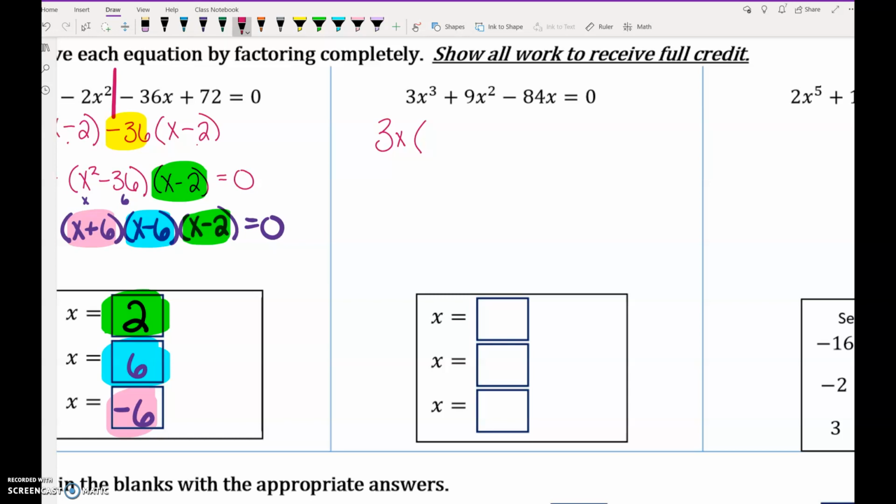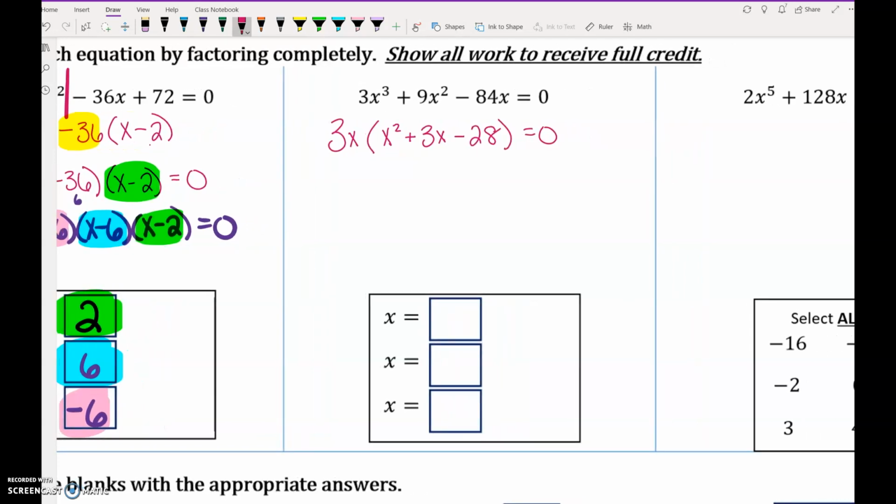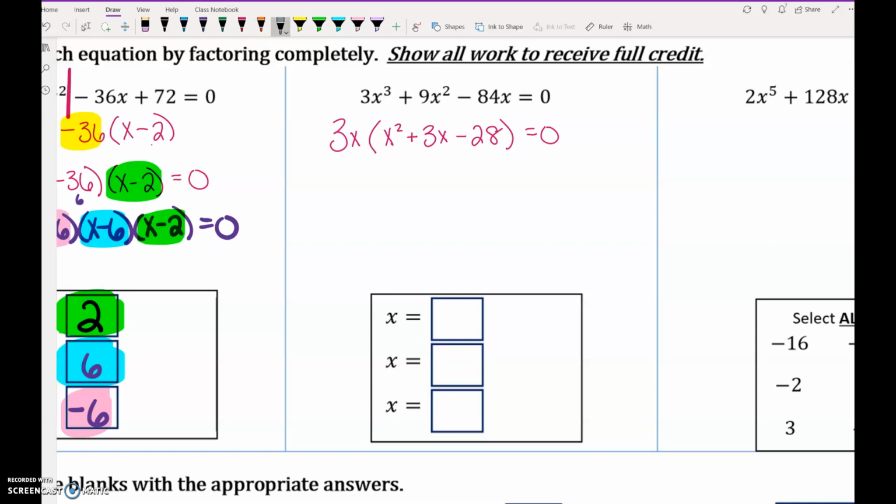3x to the third divided by 3x is x squared. 9x squared divided by 3x is 3x. And negative 84x divided by 3x is negative 28. When you are factoring a trinomial, you are looking for 2 numbers that multiply to give you the third number, negative 28. Those same numbers have to add up to the middle number, 3.